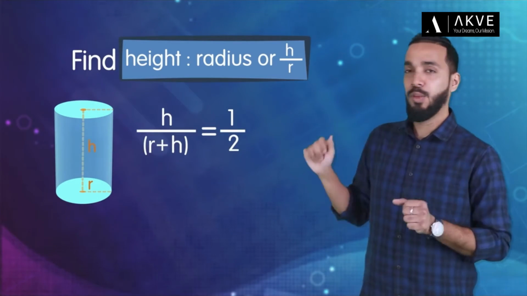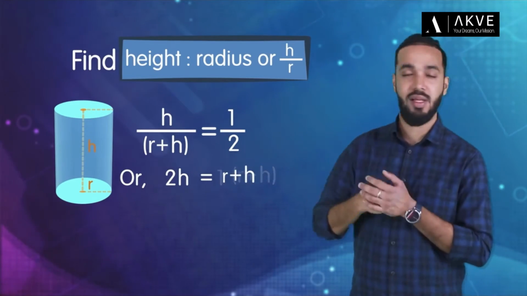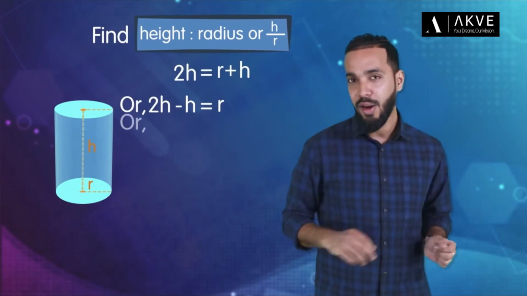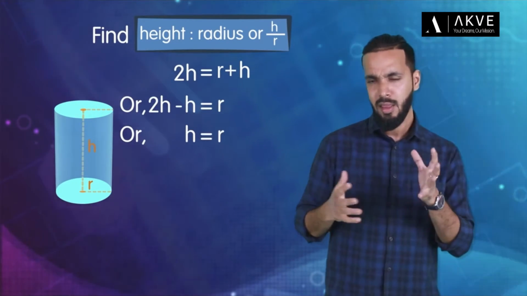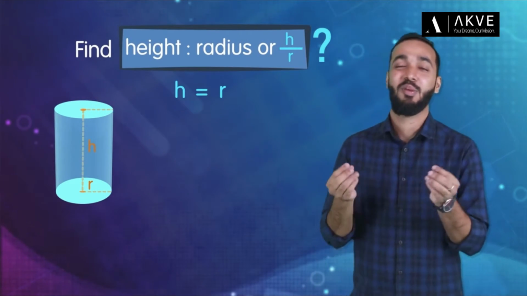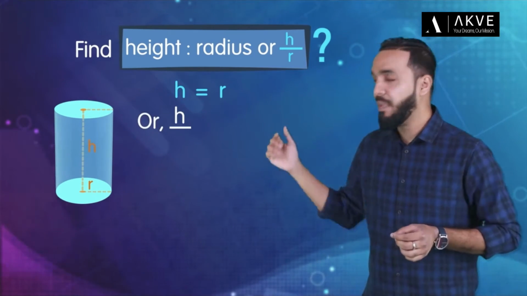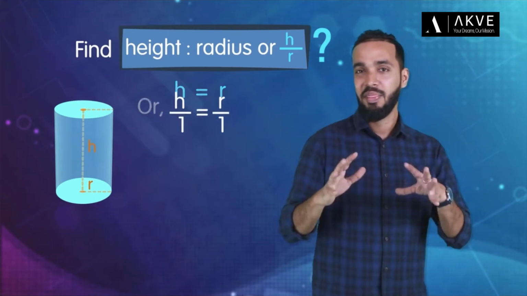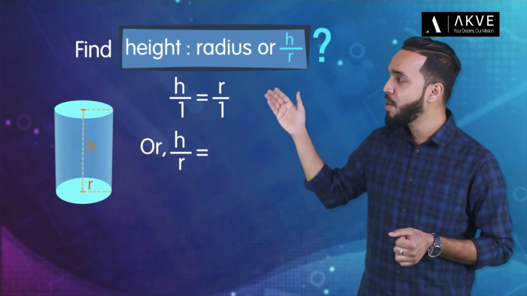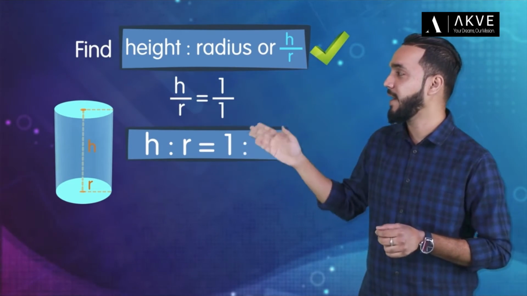On simplifying this, we get 2 into h is equal to 1 into r plus h, which is the same as r plus h. Then 2h minus h is equal to r, or h is equal to r. Now what? How do we write this as h by r? Easy peasy. We know that the denominator of each of these terms is 1. So h by 1 is equal to r by 1. Then simplifying further, we get h by r is equal to 1/1. So basically, h is to r is equal to 1:1.